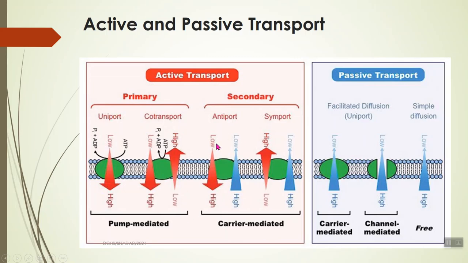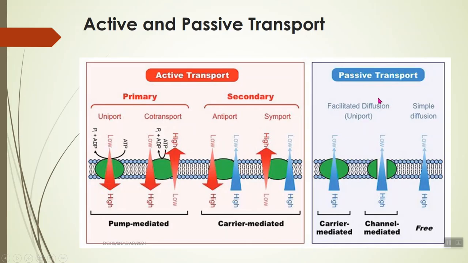Another type of active transport is antiport, which happens through carrier mediation, and there is a carrier protein right here. It moves the molecules from low to high in two different directions. So always remember, active transport needs energy, and that is powered by the ATP.